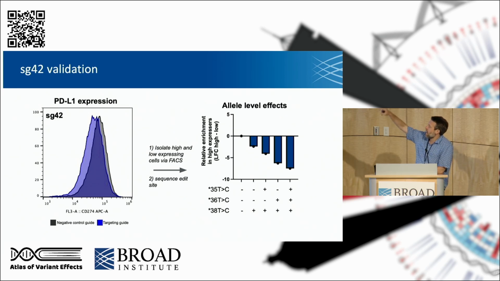And we can then isolate those cells and do the endogenous sequencing as we did before, and you can see, as we have more mutations, so if we mutate all three T's to C's, or this is on the bottom strand, so it was an A to G editor, which is why it's T to C, not C to T, if you mutate all three, then you see a bigger change in expression than if you mutate one or two.